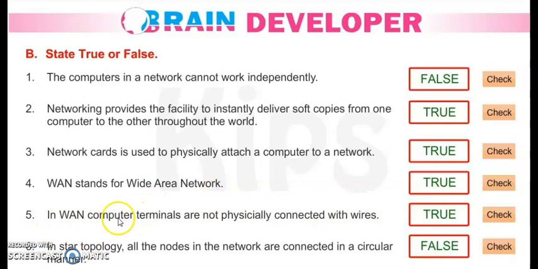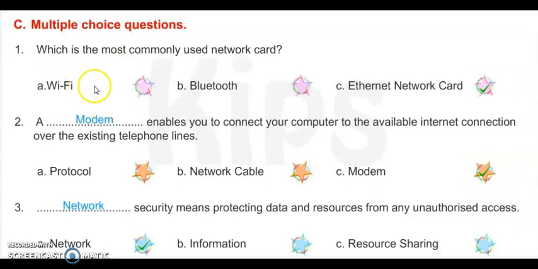Next, 5, in WAN computer terminals are not physically connected with wires. Yes, true. Number 6, in star topology, all the nodes in the network are connected in a circular manner. No, it's false. Okay, question number 2, true or false, you have to do in your copy. Next, question number 3, see multiple choice questions from page number 13.